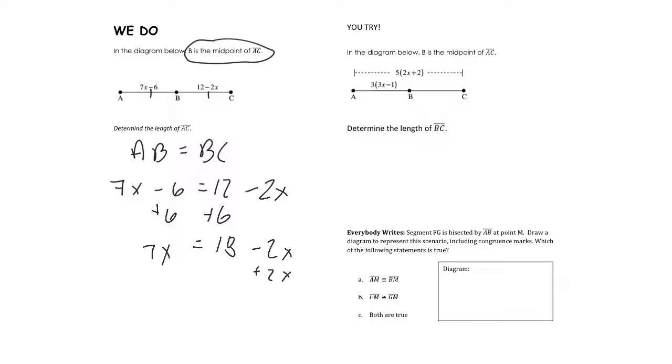Add 2x to both sides. So 9x equals 18. Okay, that's easy. x equals 2. Like it. I'm going to circle that because that's not my final answer, but it's important.